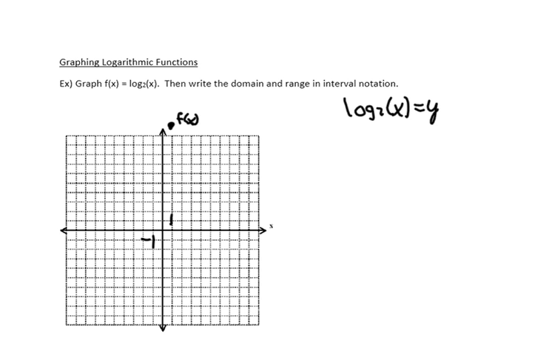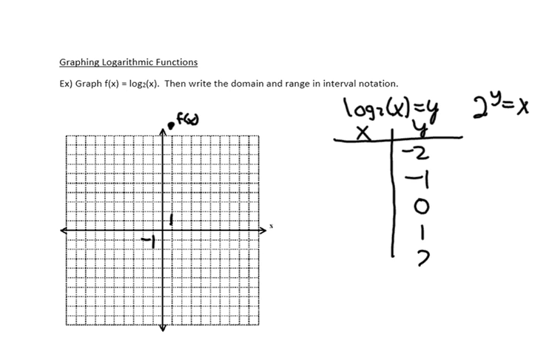And we can rewrite this as 2 to the y is equal to x. Nothing more than an exponential. So let's create a table. I'm going to pick y values because it's already solved for x. So 2 to the negative second is the same thing as 1 over 2 squared, which is 1/4.